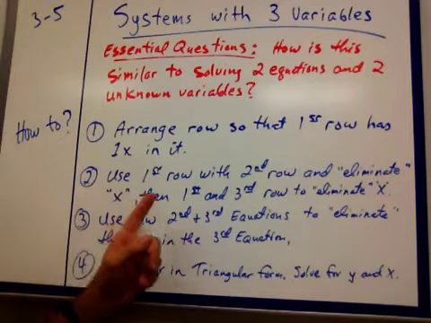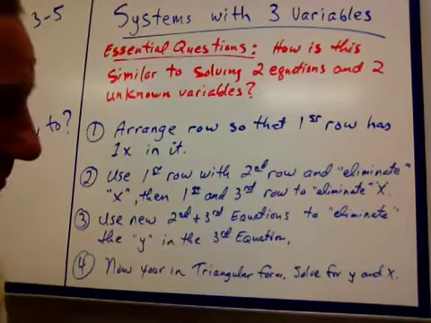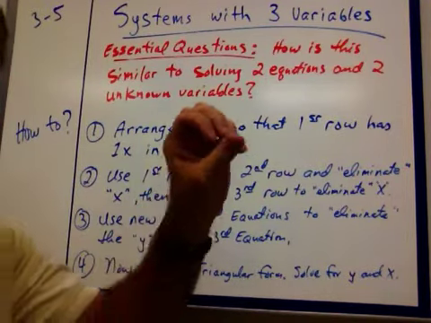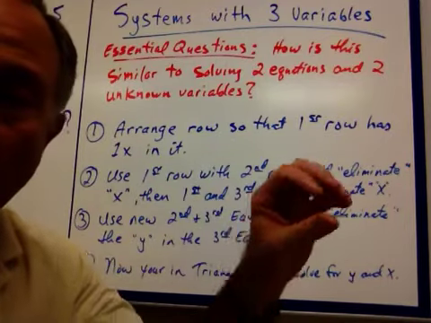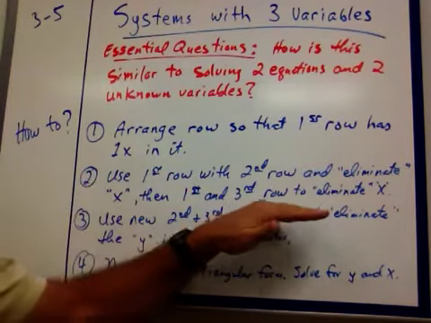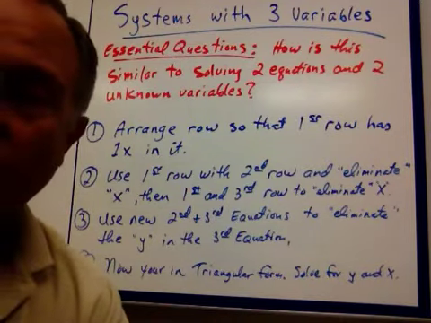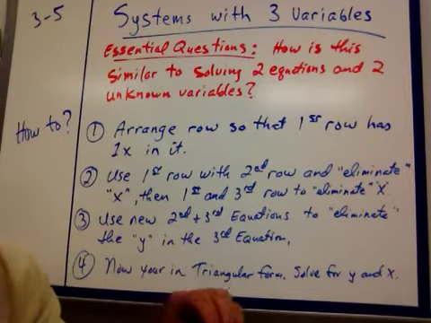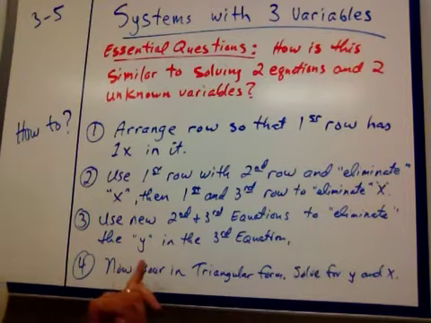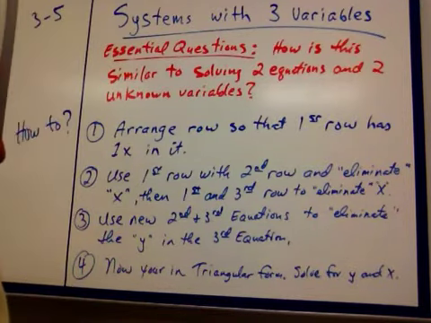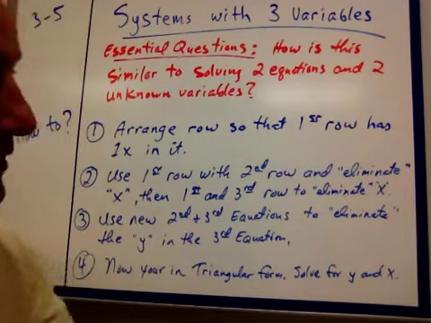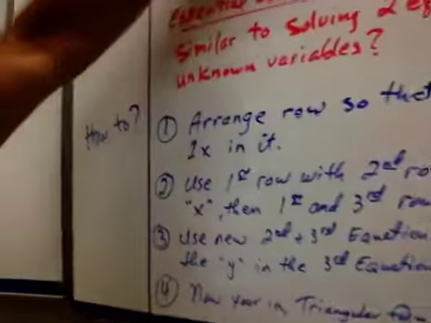Then we're going to do the elimination method, just like we did up here with two equations. We're going to use that first row with the second row and try to multiply so that we can eliminate an x and create a new second equation. And then we're going to use the first and the third row to eliminate the x in the third row in order to come up with a new third equation. Then you're going to take that new second and third equation and try to eliminate the y in the third equation. That'll put you in triangular form, then we can solve for y and x. What does all that mean? Here we go. Let's take a look.